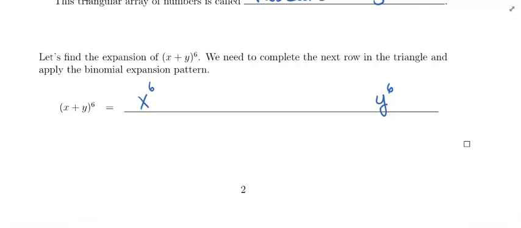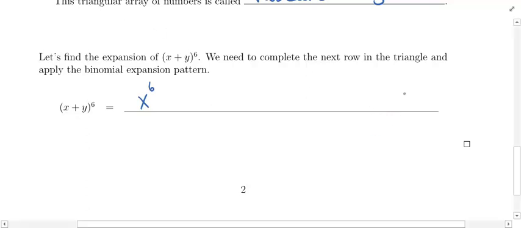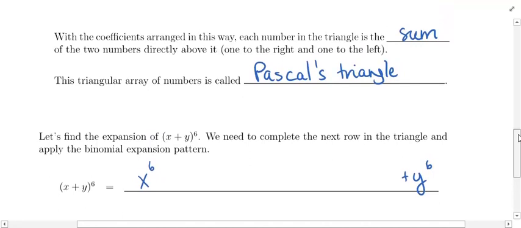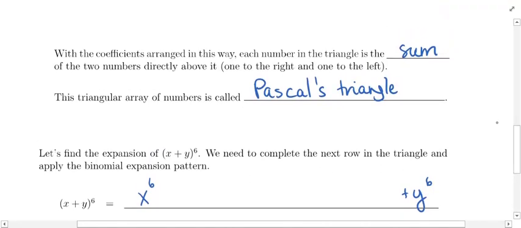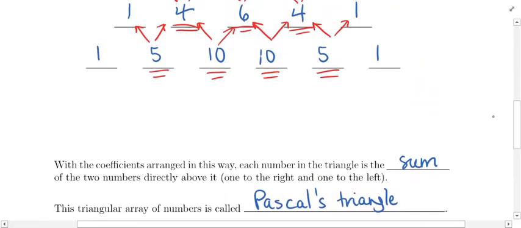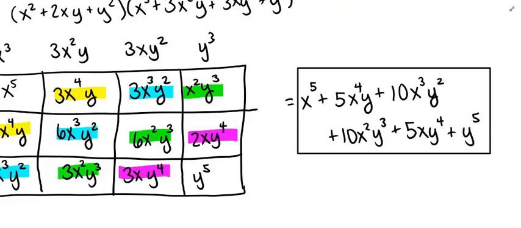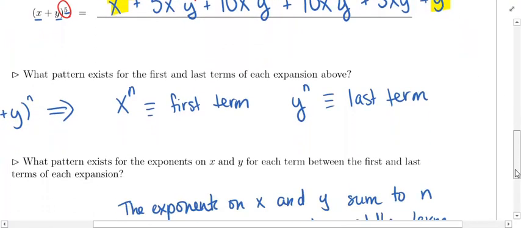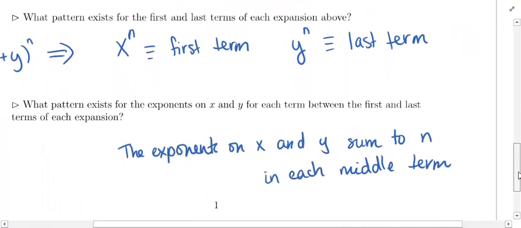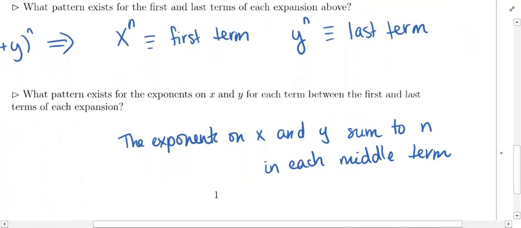I'm kind of scared that I need more room, so let me move this over. So then what we're going to do is deal with the variables and the exponents first. I'm going to deal with the coefficients last. So remember the patterns that we did see. I'm going back to page 1. The first pattern we just took care of. We know the first term and the last term, what it's going to be. And then after that, the exponents on x and y sum to n in the middle terms.